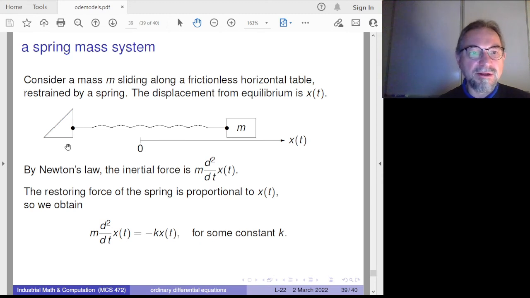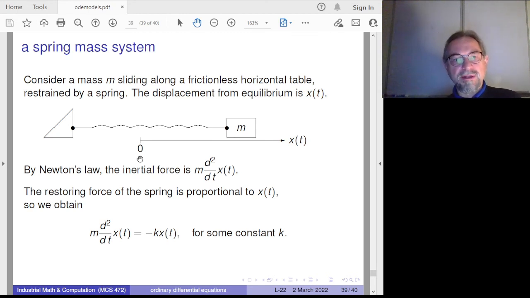This triangle here represents the wall, and we have attached to this wall a spring. And in this drawing here, the spring is all the way stretched out. Initially it was in equilibrium at position 0. So we have pulled the mass away. There is no friction here. In a later model we will include damping.